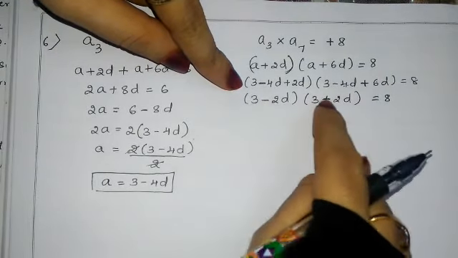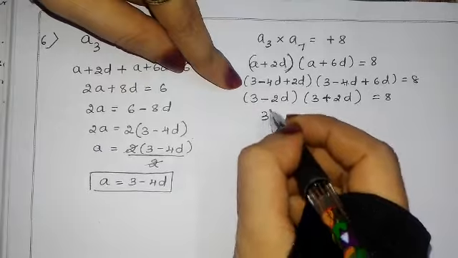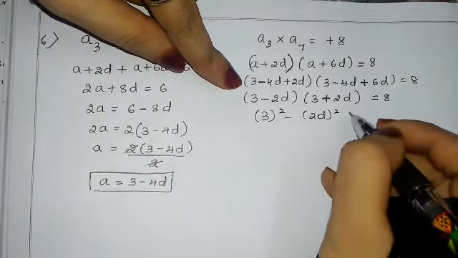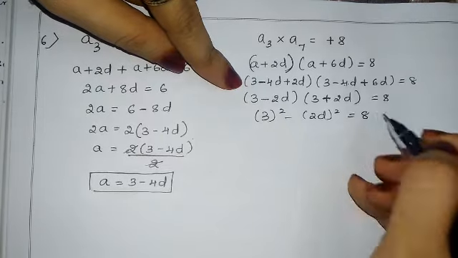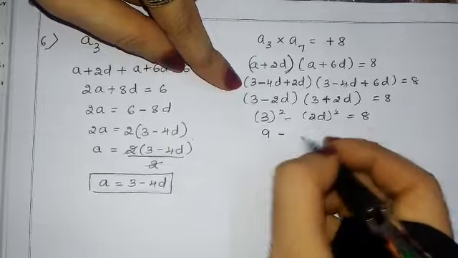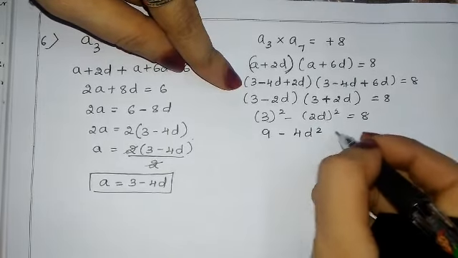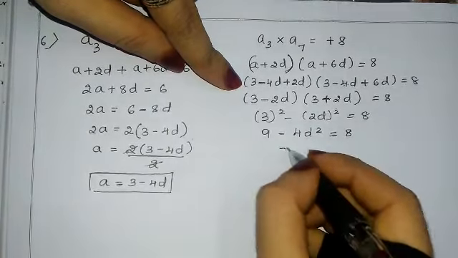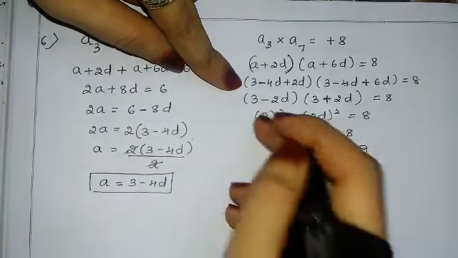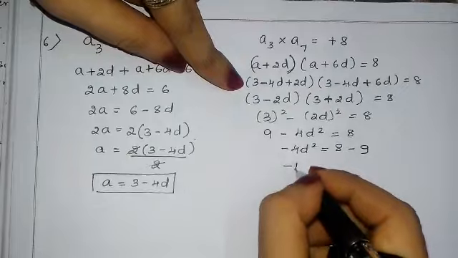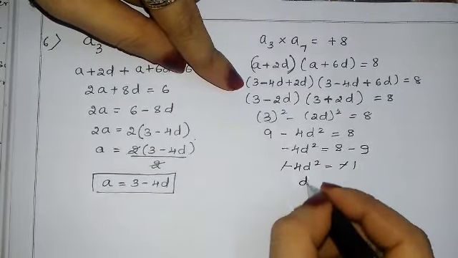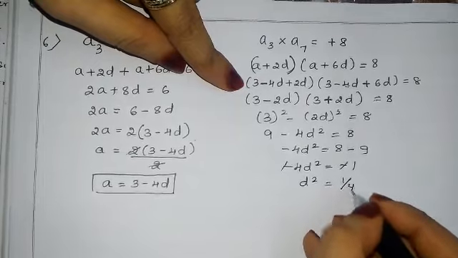Now we can see here a plus b, a minus b. A square minus b square is equal to 8. 3 square is 9 minus 2 square is 4, d square as it is, equal to 8. Minus 4d square is equal to 8 minus 9. 9 I have brought this side. Minus 4d square is equal to minus 1. The minus 1 gets cancelled. d square is equal to 1 by 4.